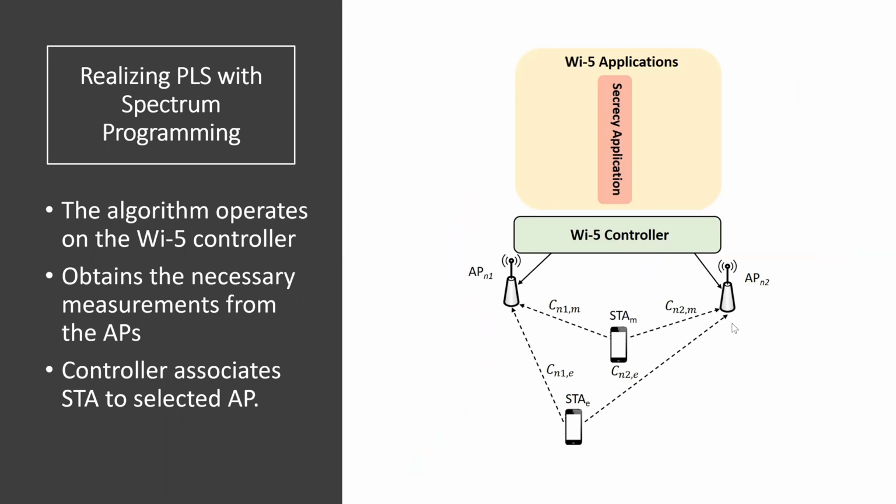So if you suppose that we have the secrecy algorithm on top of the Wi-Fi controller, what it will do is ask the Wi-Fi controller to take the necessary measurements that we described earlier: the channel capacity between the legitimate station and each access point, and also between the eavesdropping station and each access point. It sends them to the algorithm. The algorithm then does the calculations, selects the access point that is most suitable for the legitimate station, and asks the controller to perform the association.